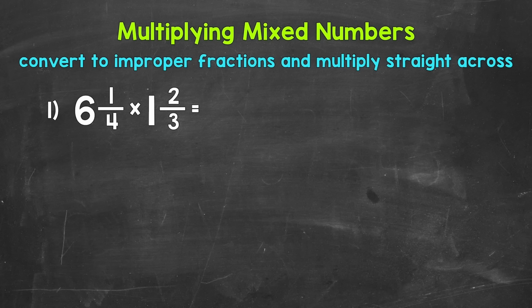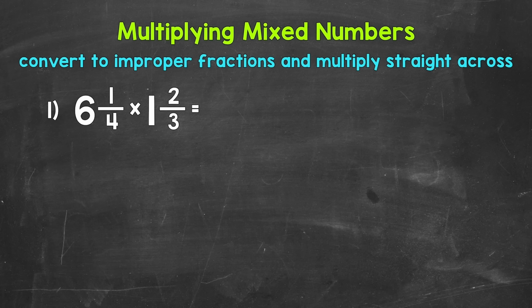Now we will take a look at how to multiply a mixed number by a mixed number. We will go through 2 examples. Let's jump into number 1, where we have 6 and 1/4 times 1 and 2/3. Now remember, when we have a multiplication problem that involves fractions, we can multiply straight across. So we multiply the numerators, the top numbers, and then we multiply the denominators, the bottom numbers.